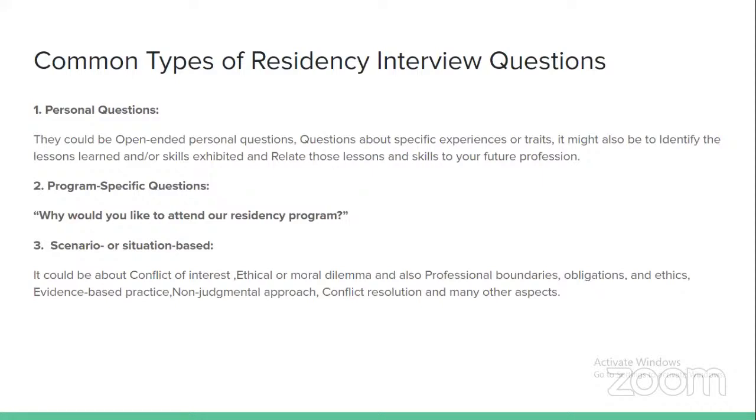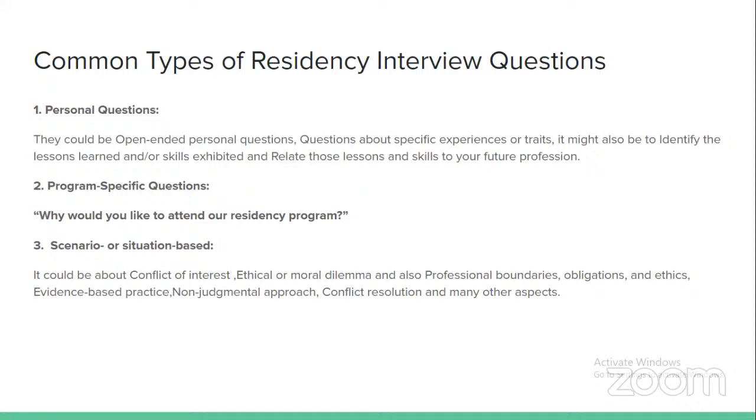Moving forward to the common types of interview questions, as I said, we have the personal questions, of course. They could be open-ended personal questions, questions about specific experiences or traits, and also it might be to identify the lessons learned and skills exhibited and relate those lessons and skills to your future profession during your residency. Other types of questions, we have the program-specific questions. You might be asked, why would you like to attend our residency program?